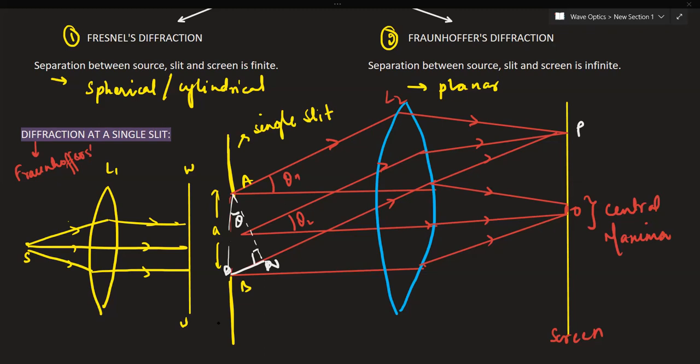Yes, no. The central has bright light. It's the central bright thing because they are adding constructively to produce this point.